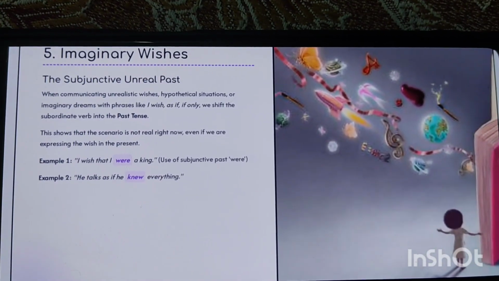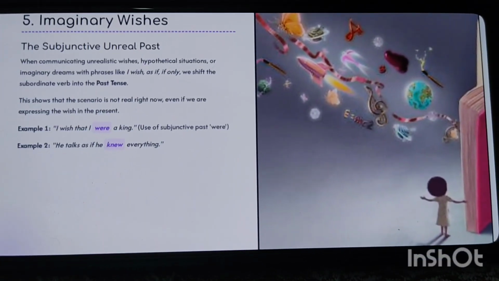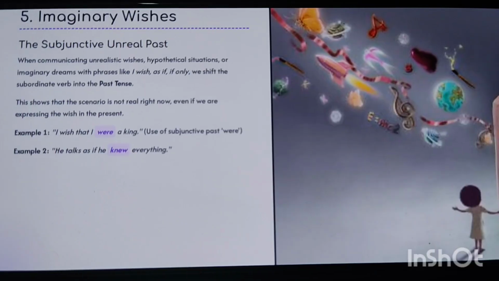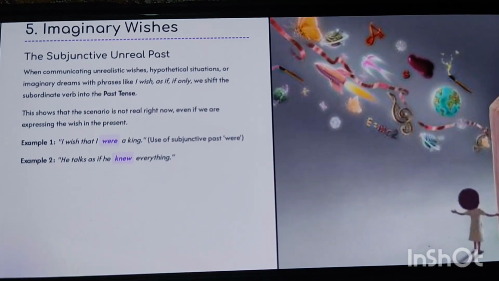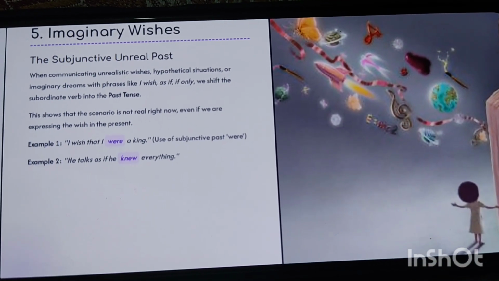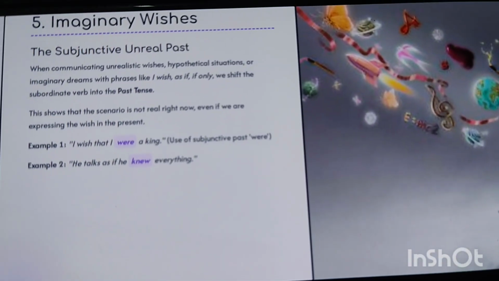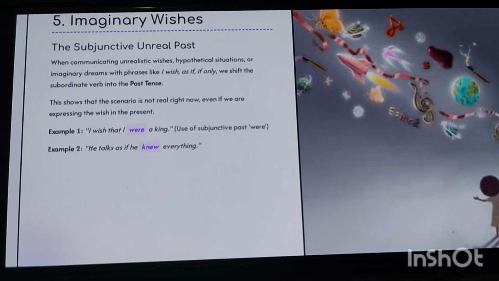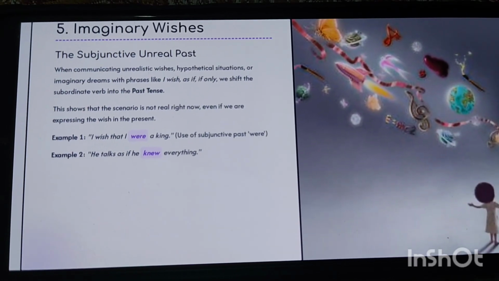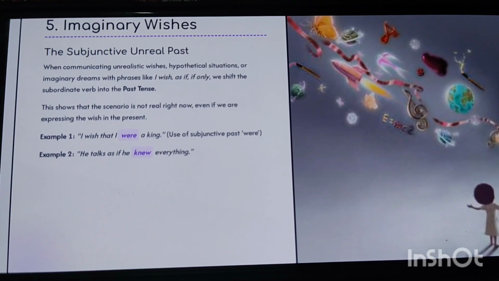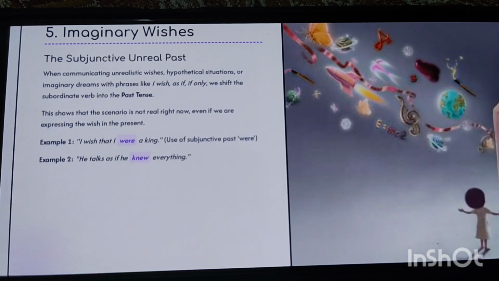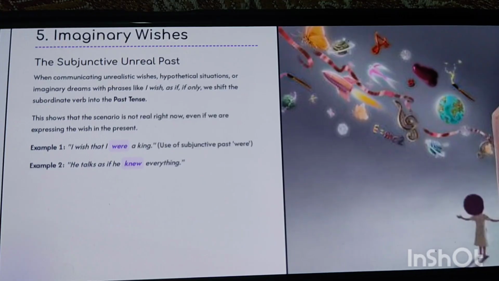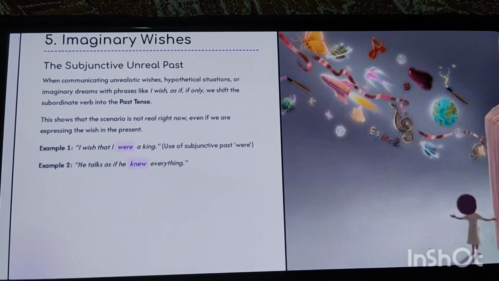Move on to the next rule, imaginary wishes. When communicating unrealistic wishes, hypothetical situations, or imaginary dreams with phrases like I wish, as if, only, we shift the subordinate verb into the past tense. For example, I wish that I were a king. He talks as if he knew everything. This shows that the scenario is not real right now, even if we are expressing the wish in the present time.